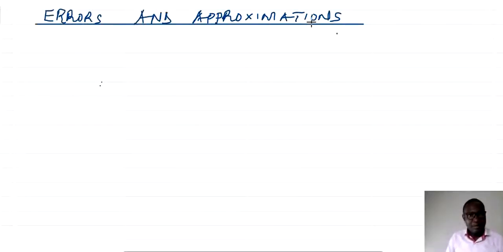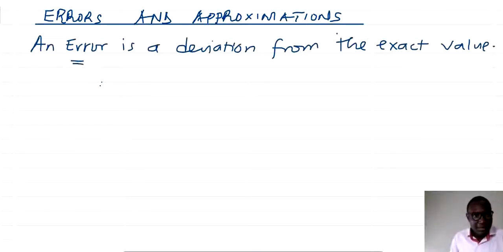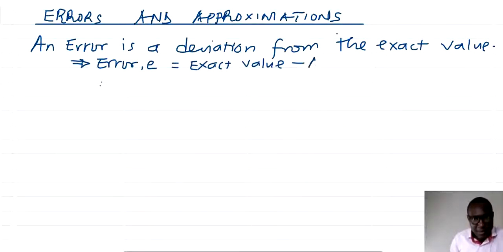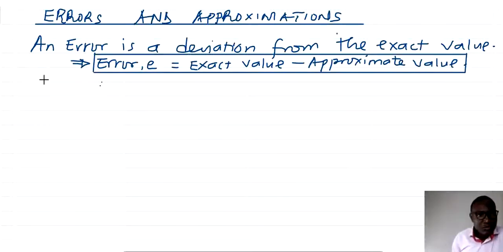Errors and approximations. An error is a deviation from the exact value. That's what we call an error. So what does it mean? It implies that error, small e, is equal to exact value minus approximate value. So our formula is in the box because it is very important. We are going to have an example to demonstrate an error.